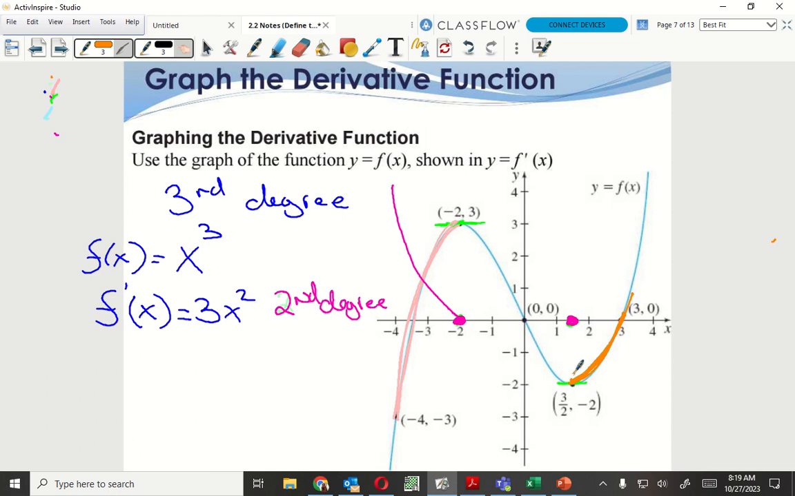So your roller coaster is going up, so that means that right here, the graph of the derivative has to also be going up. That means right here, this is also going up, isn't it? Okay? So now between those two, what's happening between those two?